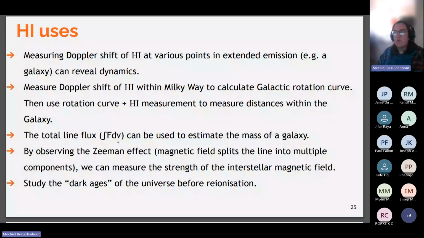And then also you can use it for cosmology, in particular to study the dark ages of the universe before reionization. So in some of its early stages, the universe consisted mostly of neutral hydrogen before it was ionized again later to form galaxies and stars. And so you can use the emission line from those at those very high redshifts to study how the universe looked in those very early days.